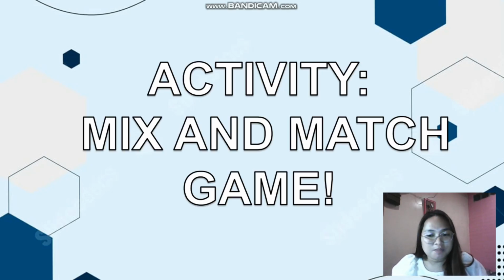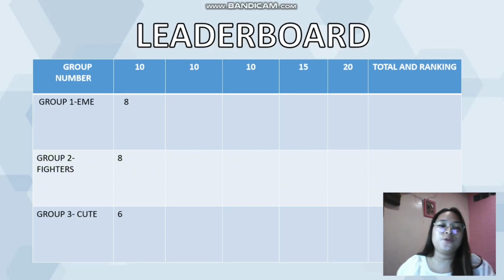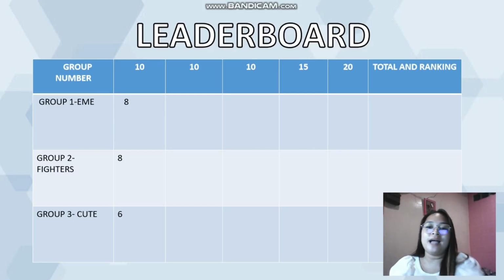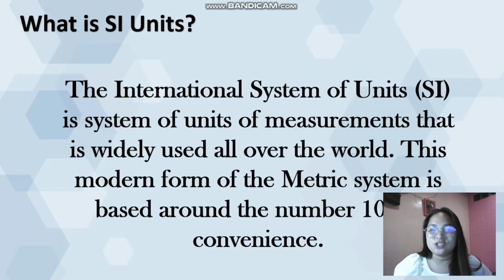So now let me present to you your leaderboard scores. For Group 1, we have 8 points. Group 2 Fighters have 8 points. And Group 3 Cute has 6 points. So as you can see, there are still blank tables, no? Because it will be filled later with the different activities that I will be presenting to you.